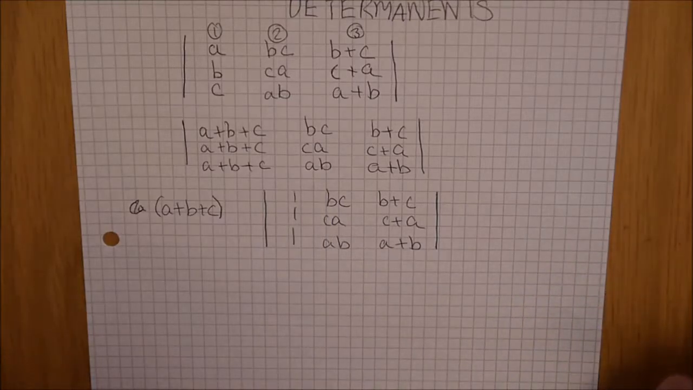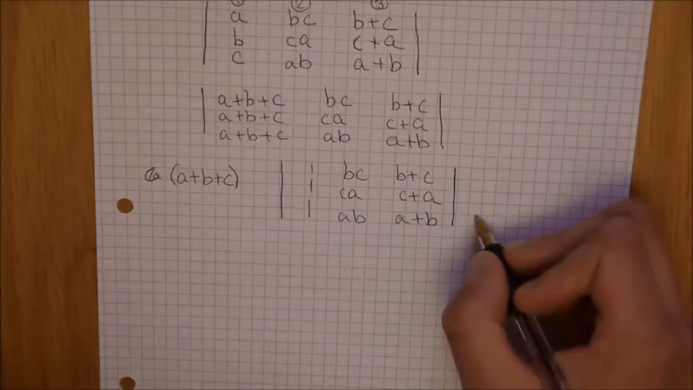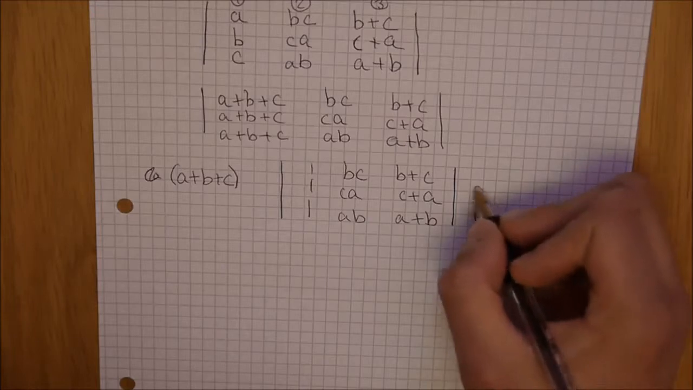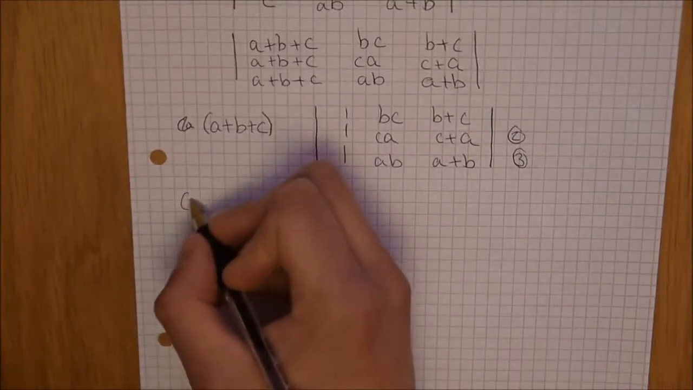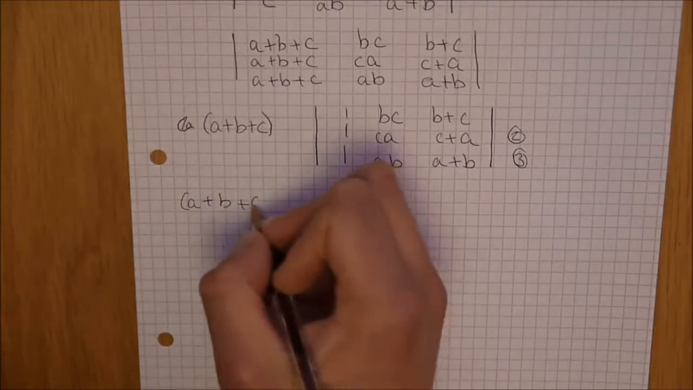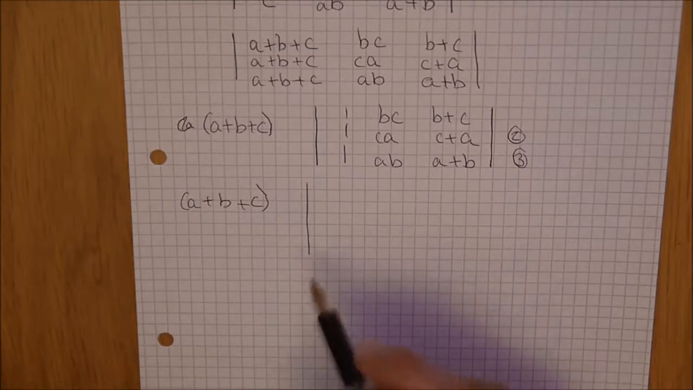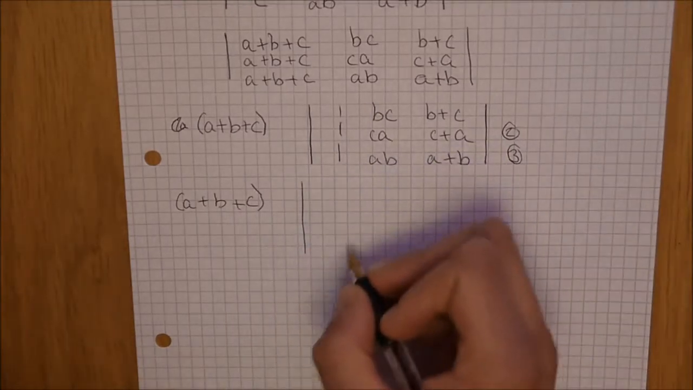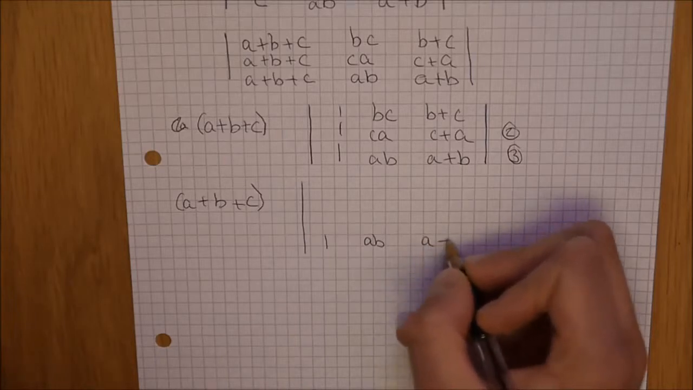So what we're going to do is we are going to do this. We're going to take row 3 from row 2 and row 2 from row 1, like this. Always remember to write out the factors you've taken out on the left, because it will give a handy reminder to the examiner of what you've actually done. So in this case, we're going to keep the bottom row the same, so AB, A plus B.